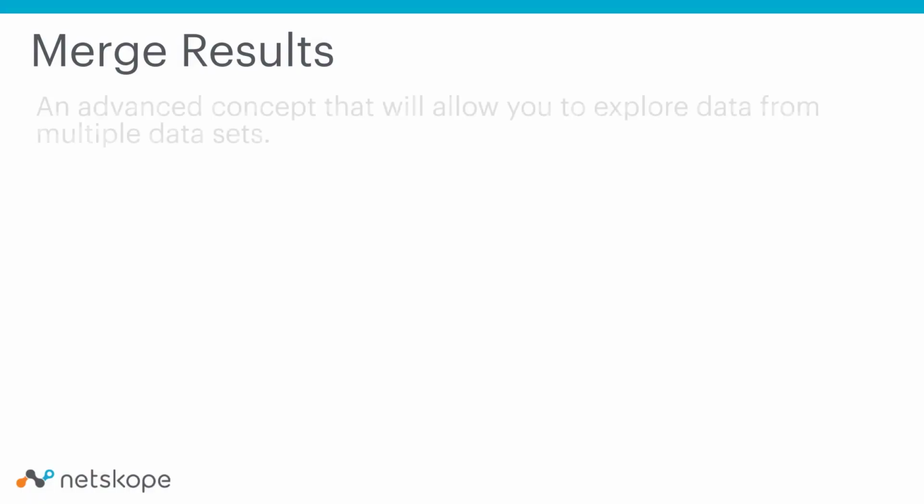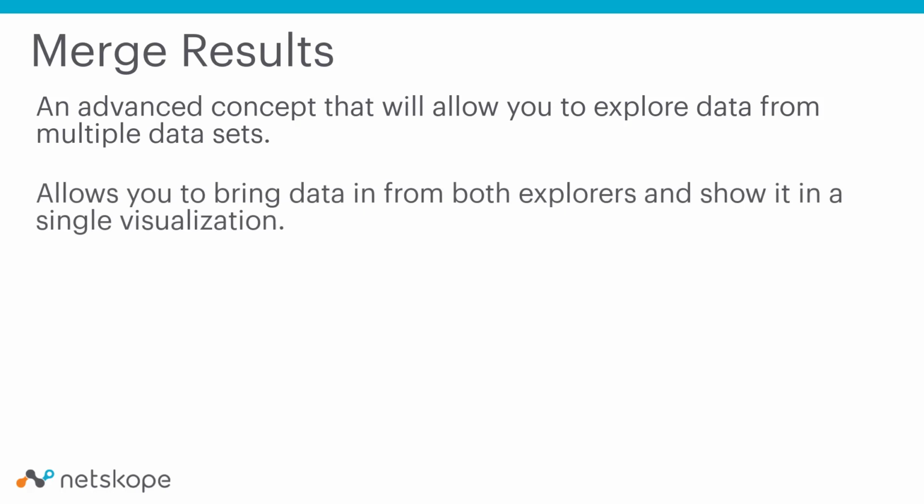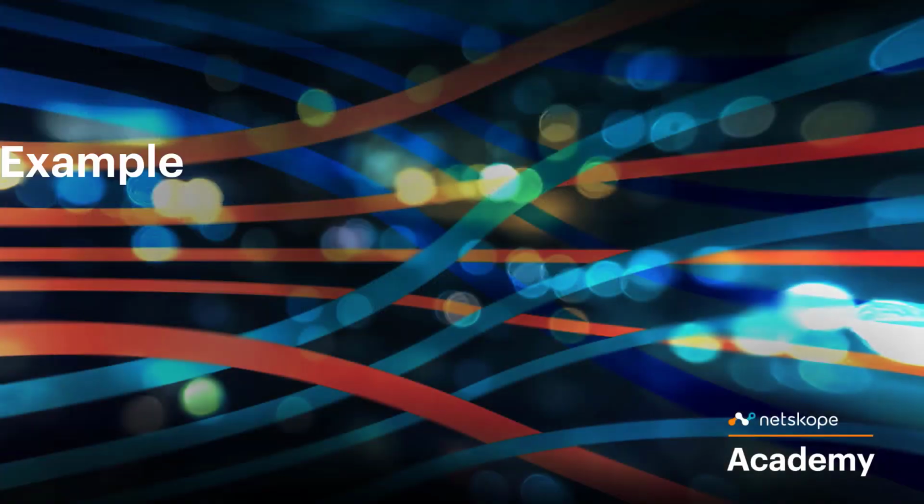Merge results is another advanced concept by which you can explore data from multiple datasets, such as page events and alerts, or, for example, application events and alerts. You can bring the data from both explores and show it in a single visualization. This is very handy when you want to compare trends or data movement between two different fields. This video will show you one example of that.